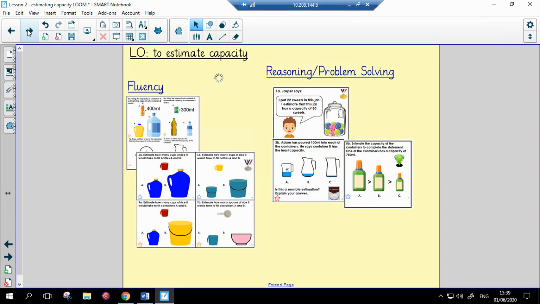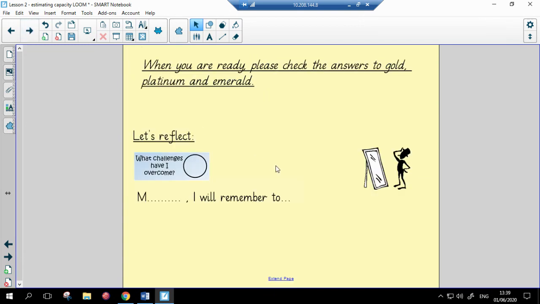I'd like you now to carry on with gold, platinum and emerald. When you've finished, please check your answers, and I've left a reflection shape there for you too. What challenges have you overcome today?